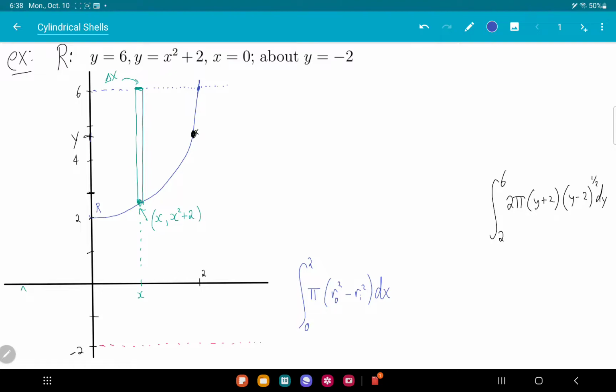Now what's my outer radius? Well, the outer radius is this big one, all the way from y equals 6 up here, all the way down to y equals -2 down here. So that's a fixed 8. Oh, I lost a piece of my integral here. So outer radius is fixed, it's 8. The inner radius is not fixed.